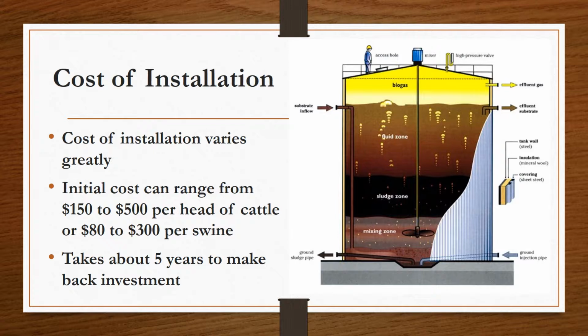It really just depends. So one internet source I found gave the initial cost that could range from $150 to $500 per head of cattle, or it could range from $80 to $300 per swine. So I got that from one source, and then another source gave the investment cost of installing an anaerobic digester to work out more toward $1.2 million for a 700 cow dairy operation, and then $2.7 million for 2,800 cows. So like I said, it varies greatly. So one could be an estimate from New York, and another could be an estimate from California. So it really just depends.